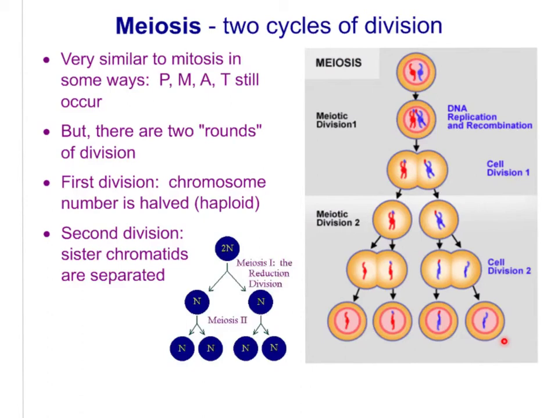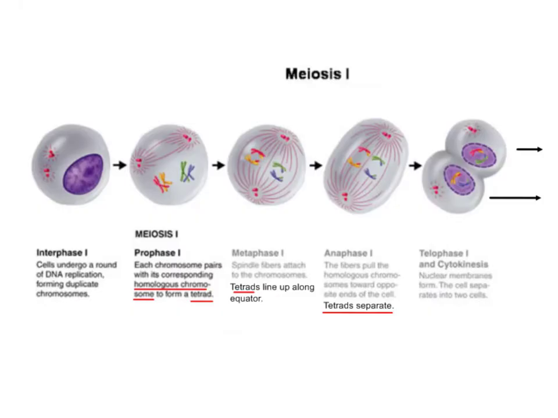There are some very key differences, and we'll talk about that in a little bit, but let's just go through the first two rounds of division in meiosis and look at them in more detail. Here's Meiosis I. We start with our regular cell in interphase, just like with mitosis. But when this cell undergoes Meiosis I, we have prophase, and we call it prophase 1 because it's in the first round. We'll have metaphase 1, anaphase 1, and then telophase 1 and cytokinesis. This is all Meiosis I, the first round of division.